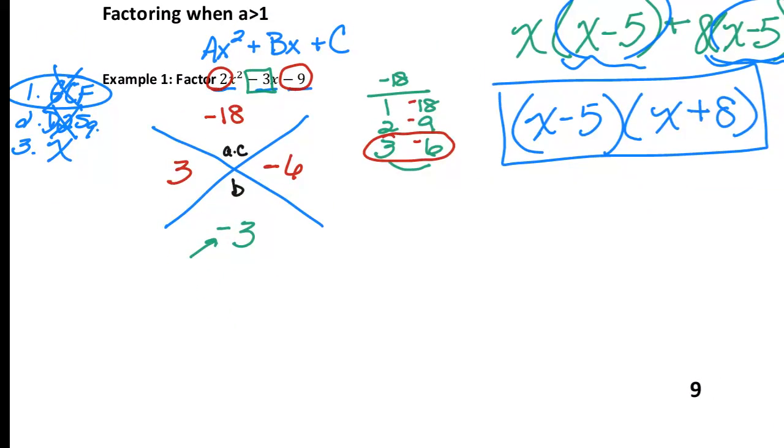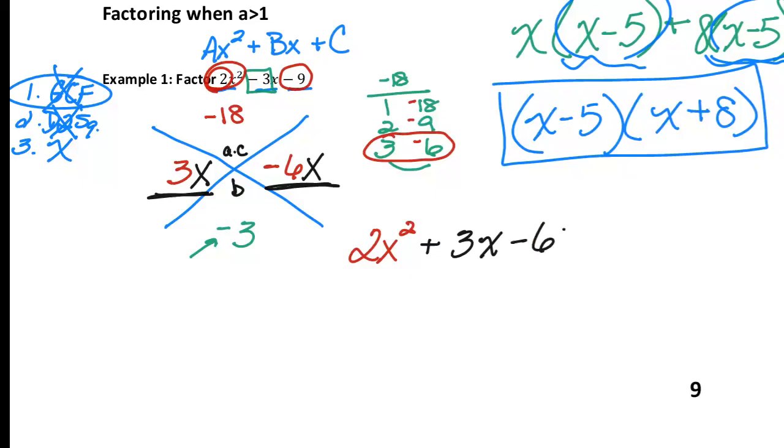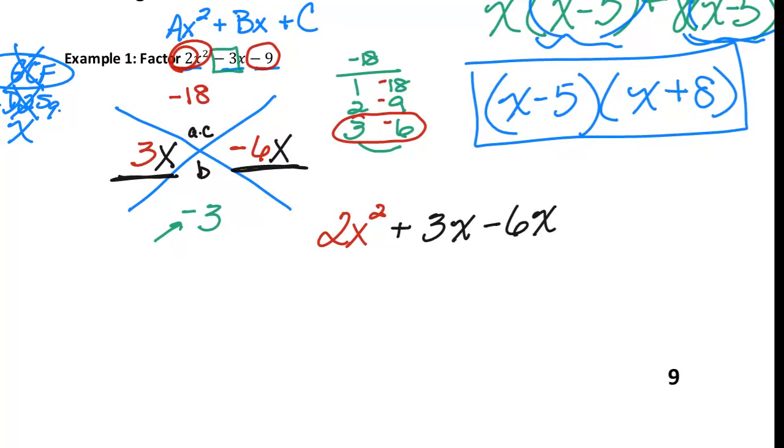So I am going to rewrite this trinomial down here at the bottom as a 4-term expression. I'm going to keep the first term, 2x squared. I am going to change that middle term, -3x, into these two added together. So that's plus 3x minus 6x. And the last part is -9. That's the third term, and it stays the same. Okay, is everybody with me? We got 4 terms.